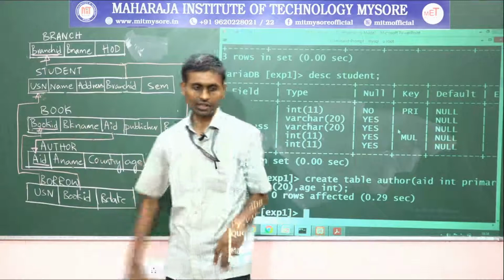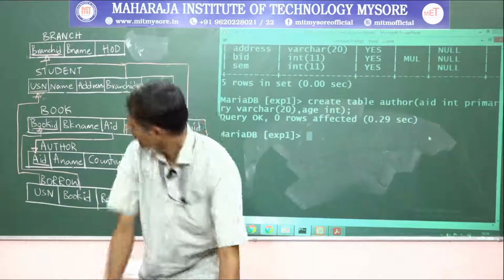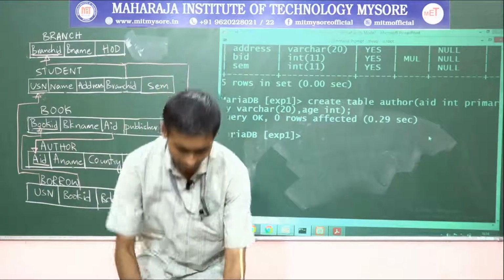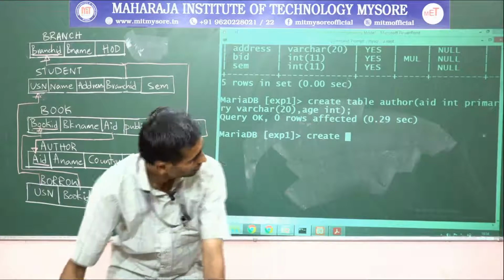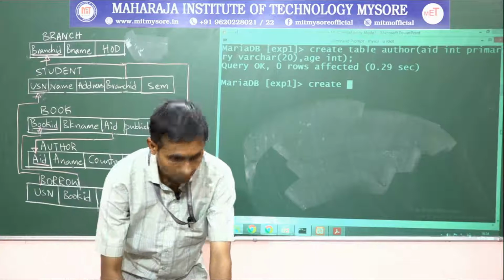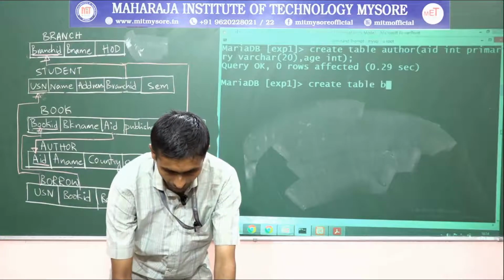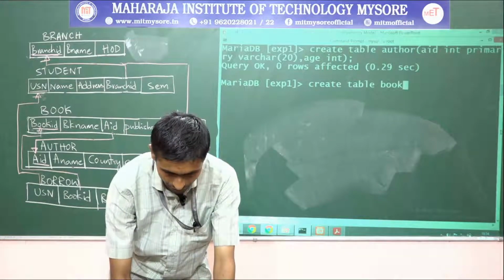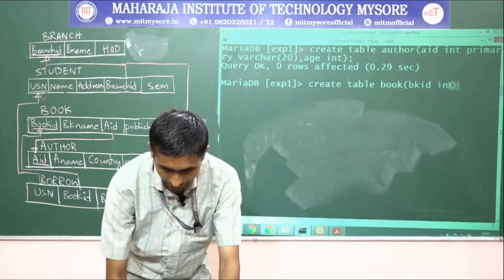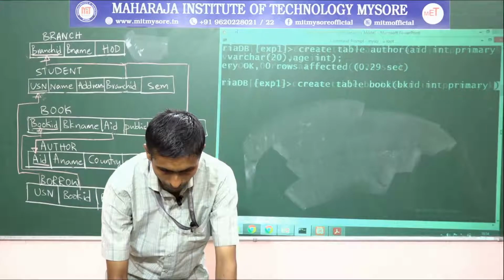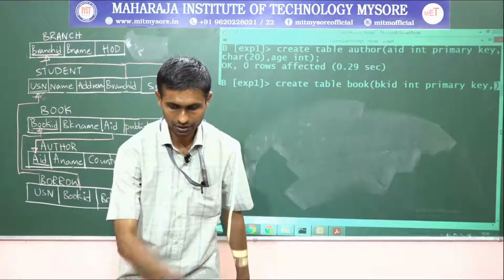Let me go with creating the next table. What is that? Book table, right? So create table book. There the book ID is a primary key, BK ID I can call it, int, primary key. Have written. Yes.